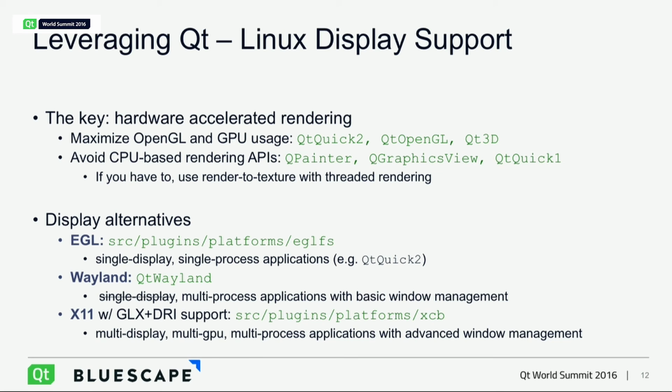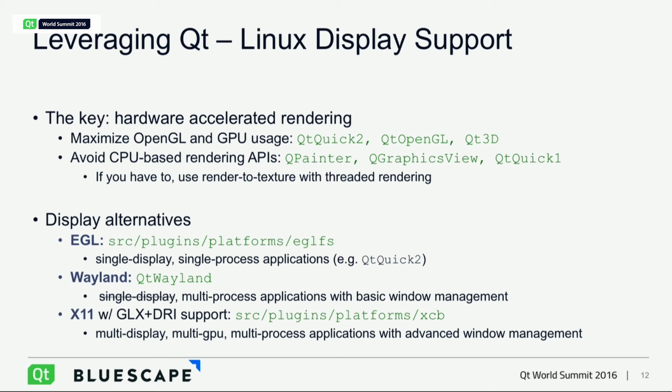But anyway. The key, of course, is hardware-accelerated rendering. There's no way you're going to be able to push 24K pixels at 60 frames per second using the CPU only, at least. So in this case, you want to maximize GPU usage as much as you can.